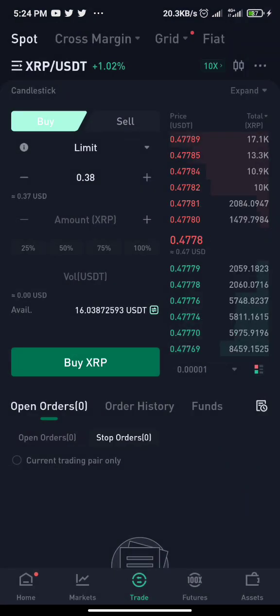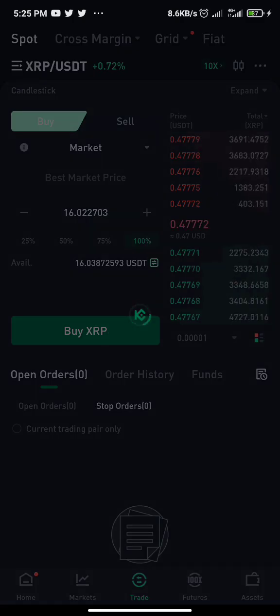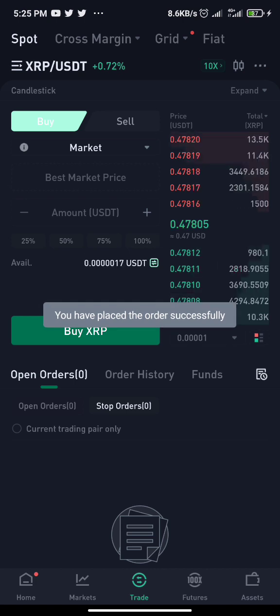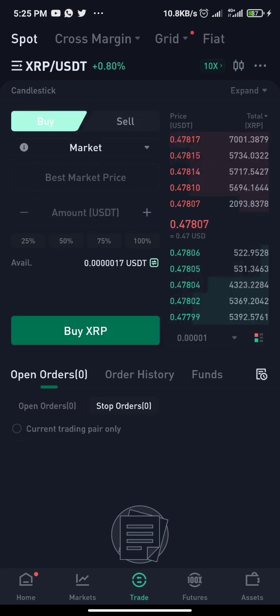So let me first of all buy the coin. Before you can set stop loss and take profit for any coin on spot, you need to have bought the coin. That is, you must be in the trade of that particular coin. So let me click buy. Now I have the coin in my wallet. Can you see it here? 33 SRP. I have the coin available, 33. So what I need to do now is to go ahead and set my stop loss and take profit.